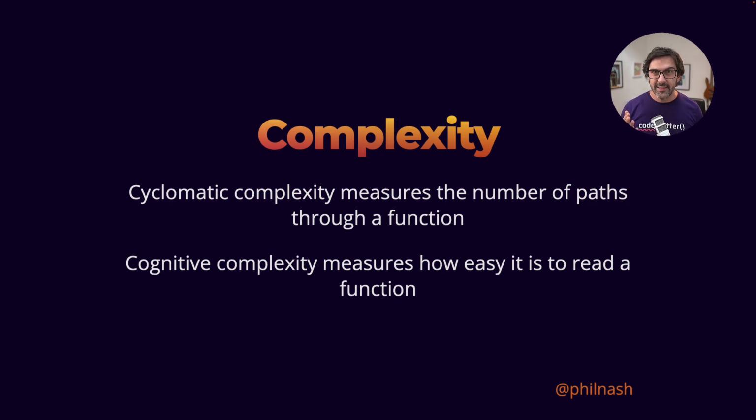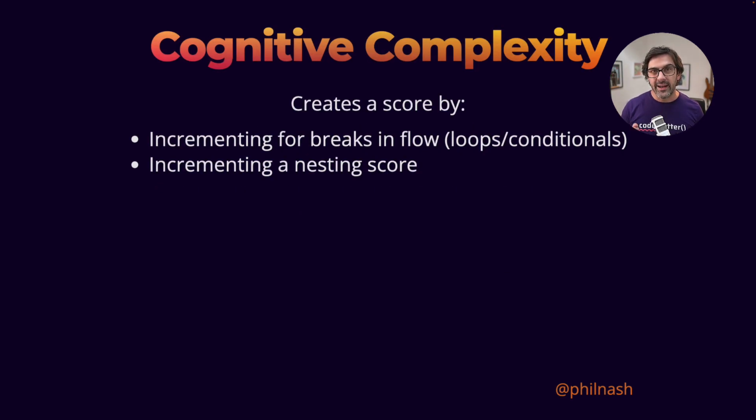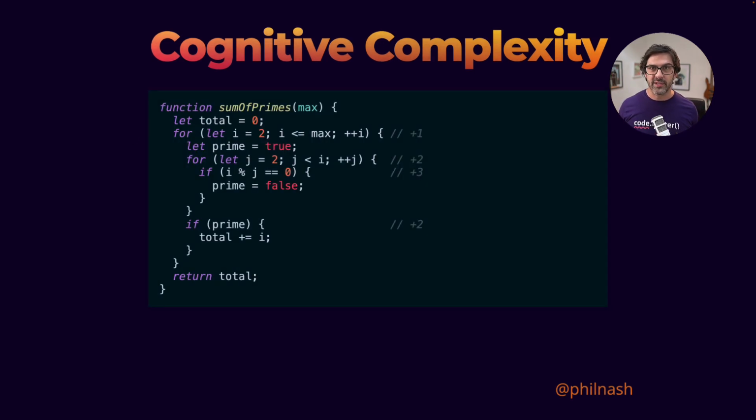Because cognitive complexity still creates a number for your function, but it does so in a slightly different way. Firstly, it does so by incrementing for breaks in flow, that is again loops and conditionals. But secondly, it increments a nesting score in the back of its mind. And so every time you increment for a break in flow, you increment by 1 plus the current nesting score. And let's see how that works with our example functions.